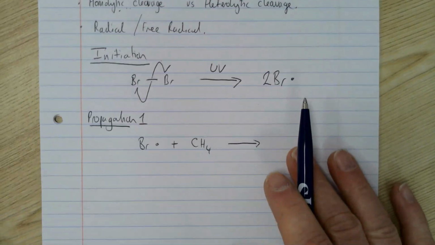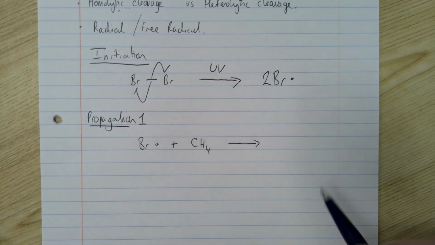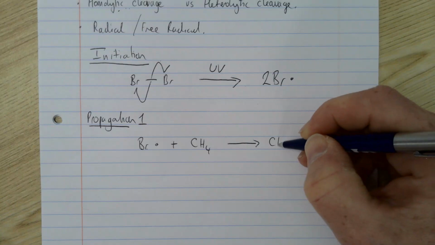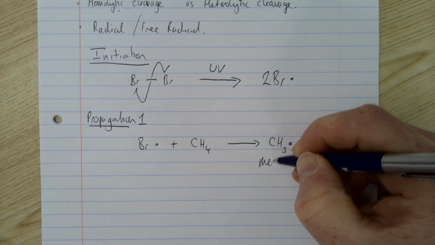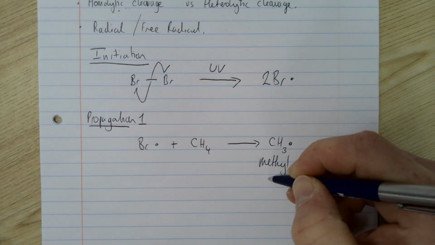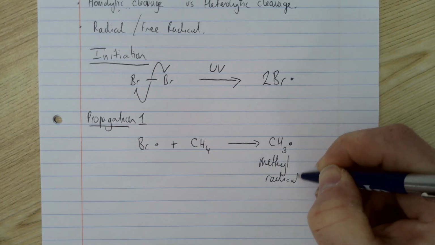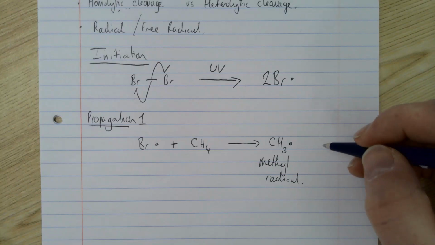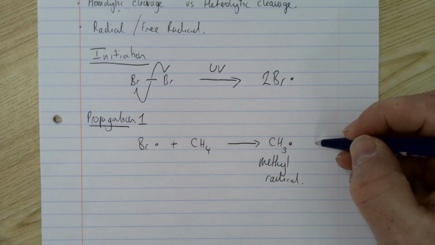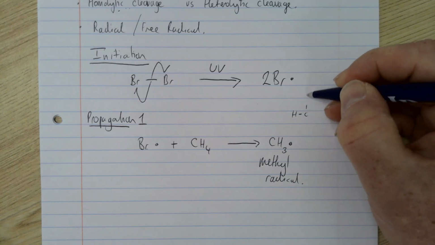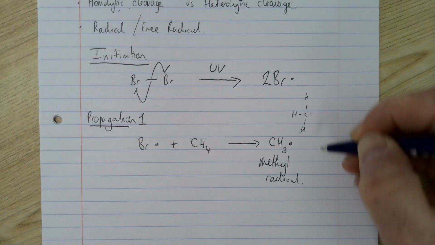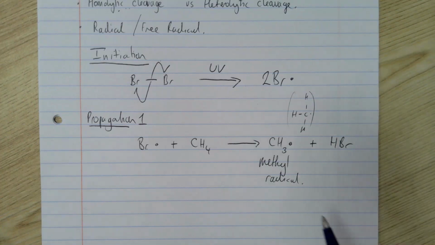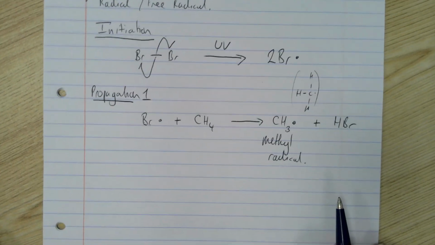Reaction with methane causes propagation 1, where the bromine radical rips a hydrogen atom off the methane to produce a methyl radical, or an alkyl radical. In other words, that carbon now has an unpaired electron. There's 7 electrons in the outside of that carbon atom, 2 between each of the covalent bonds with hydrogen, so it looks something like this, and then 1 electron there. The byproduct of that must, of course, be the product of that hydrogen combining with the bromine.